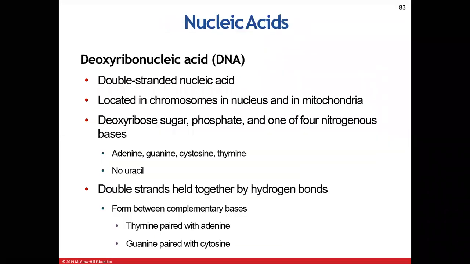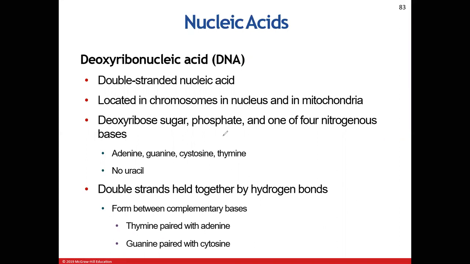So if we start to look specifically then at DNA, that's going to be kind of the first of our nucleic acid macromolecules here. DNA is a double-stranded nucleic acid. So it basically has two strands of nucleic acids on either side, and what it looks like is this kind of spiraling staircase. DNA is going to be located in the chromosomes in the nucleus, but also in the mitochondria, okay?